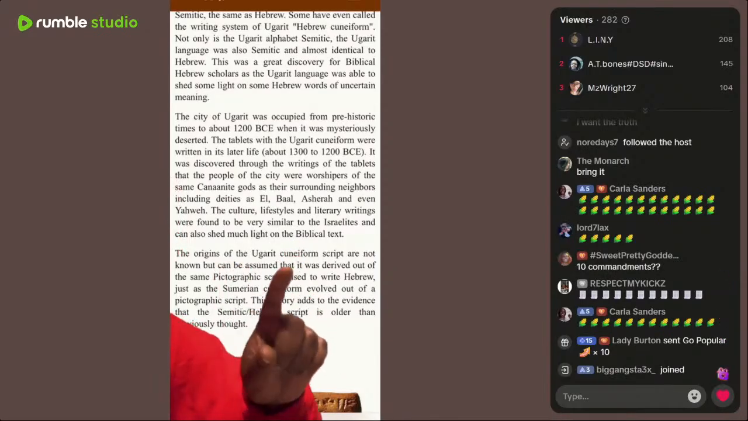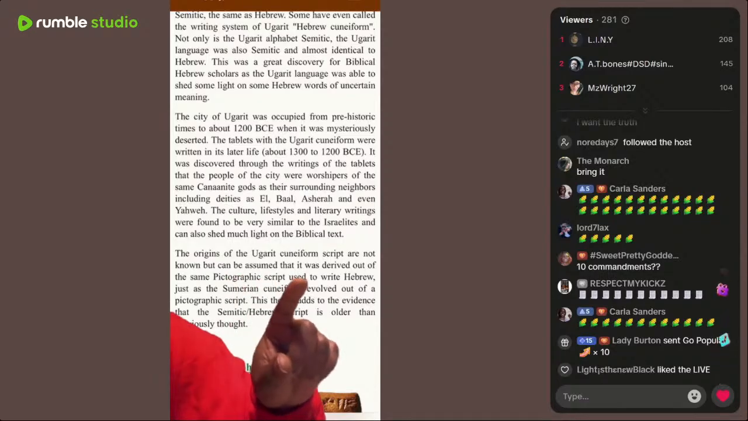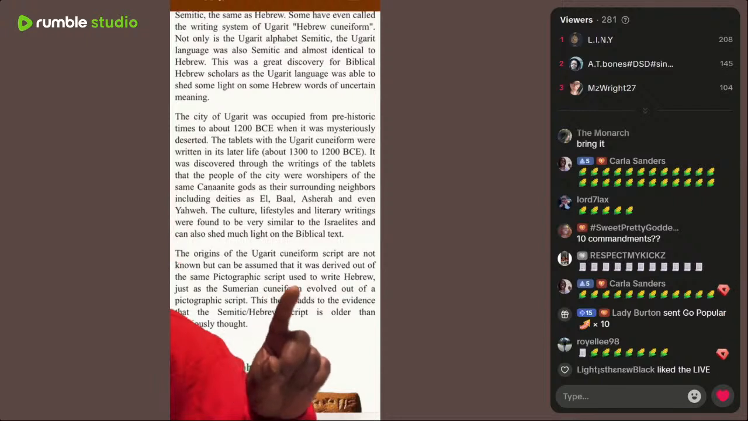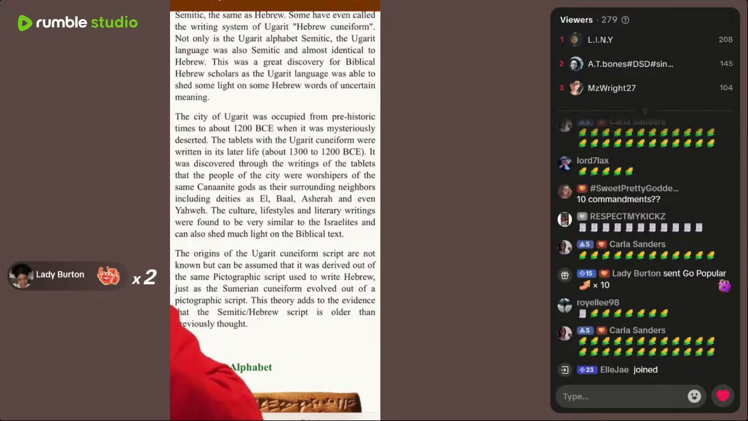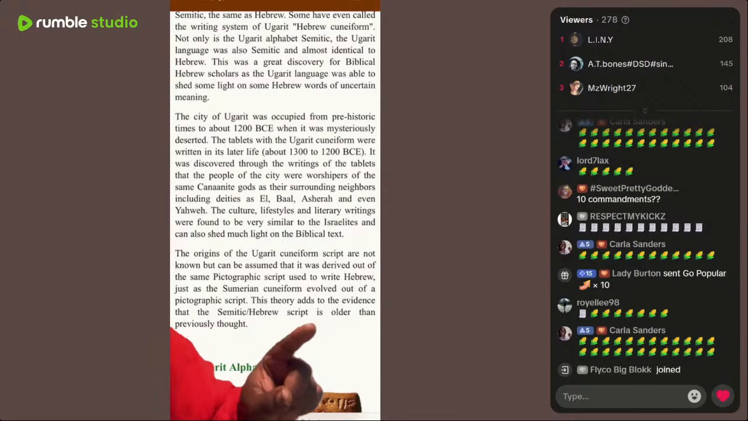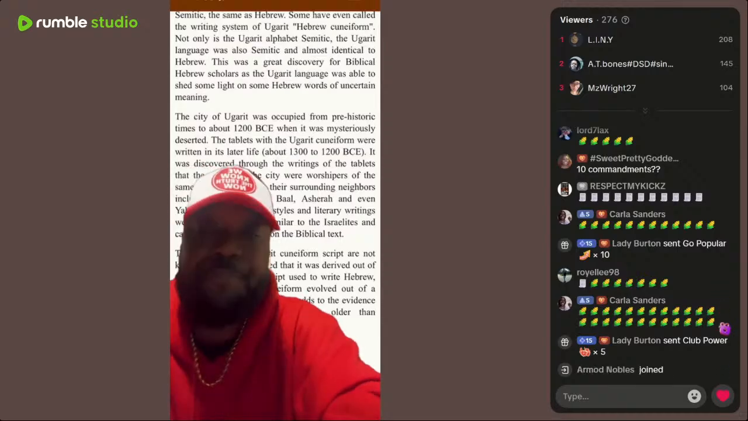The origin of Ugarit cuneiform script is not known, but it can be assumed that it derived out of the same pictographic script used to write Hebrew, just as the Sumerian cuneiform evolved out of pictographic script. The theory adds to the evidence that the Semitic Hebrew script is older than previously thought. Let's keep going.